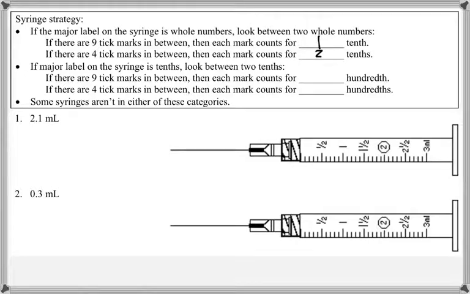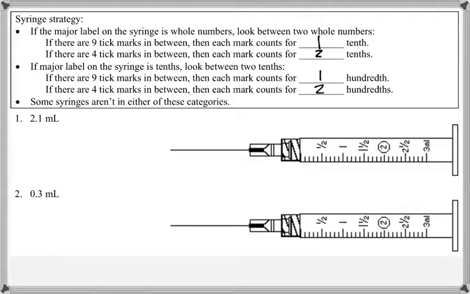If the major label is tenths, then look between the 2/10, and if there are 9 marks in between, then each mark counts for 1/100th. If there are 4 marks, then each one's going to count for 2/100ths. And then some syringes aren't in either of these categories.